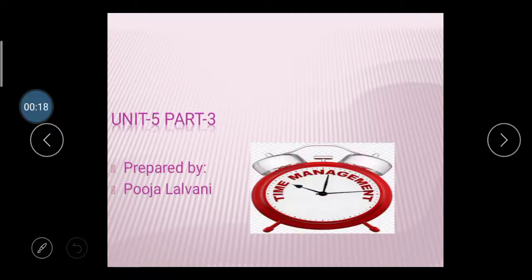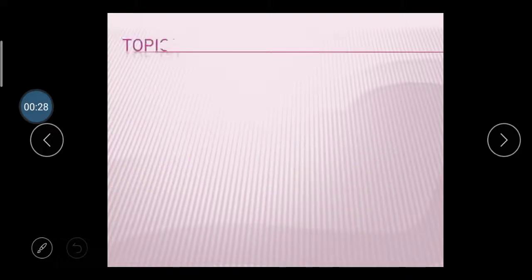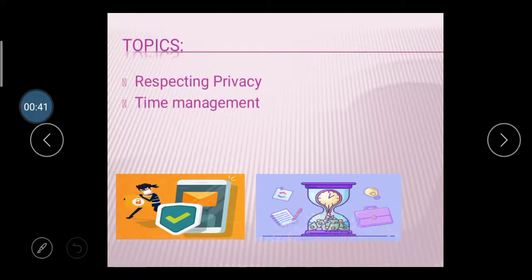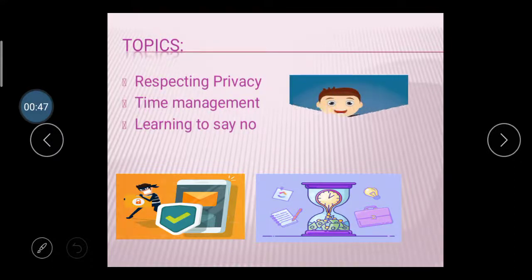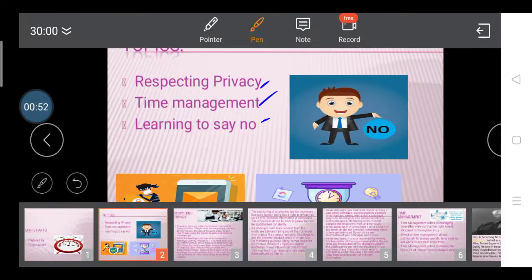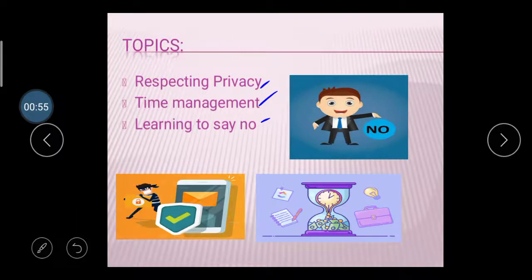First of all, in this video lecture, one important topic is time management, which I discuss in the next slides. So, in unit number 5, the remaining topics are: the first one is respecting privacy, the second one is time management, and the third and last one is learning to say no. Okay, so these are the remaining 3 topics of your unit number 5. After learning these topics, your unit number 5 is complete.